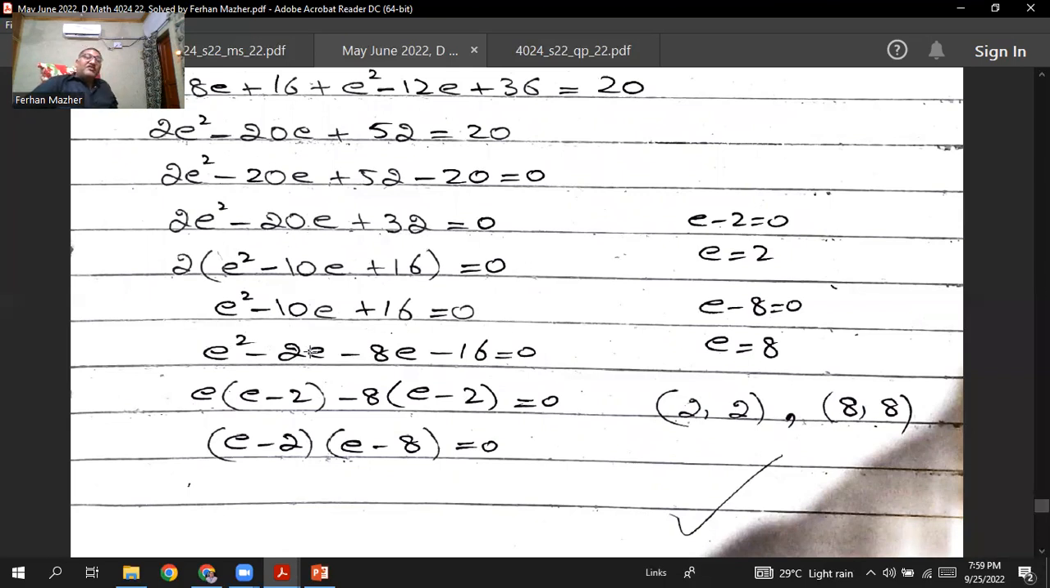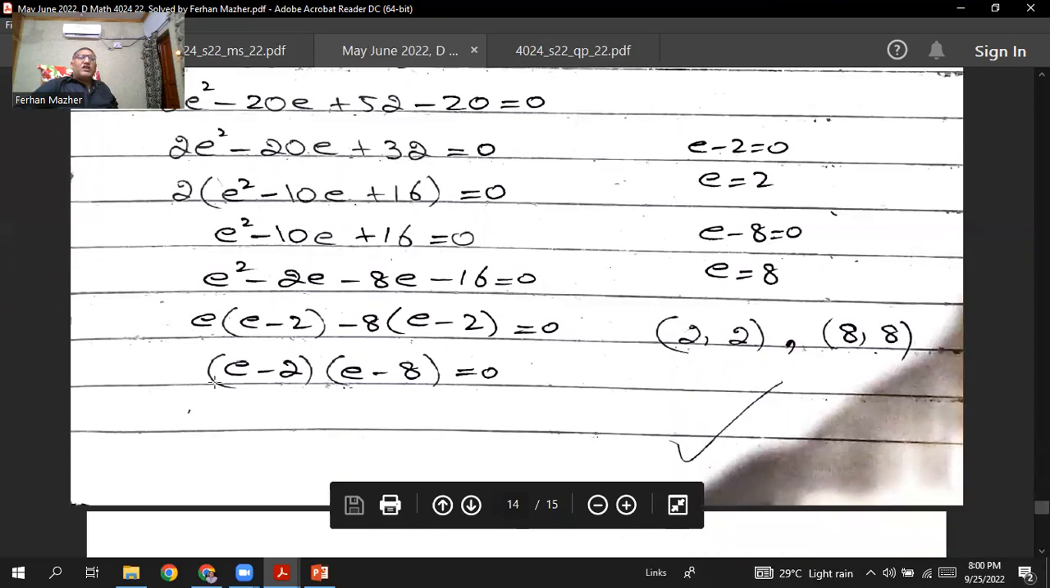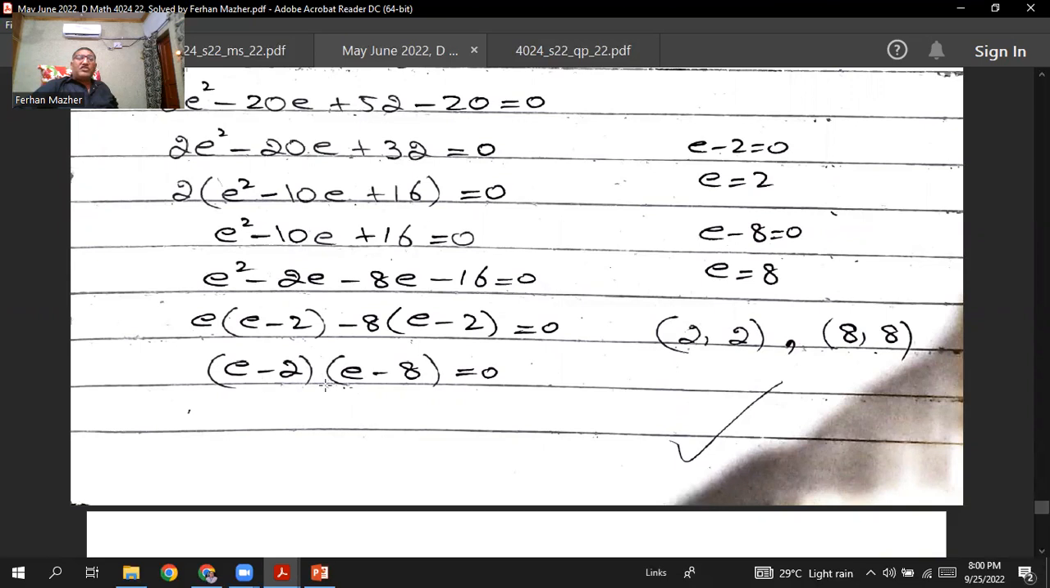So e squared minus 2e minus 8e plus 16 equals 0. From the first two terms, I can take e common, so bracket e minus 2. From the last two terms, I can take minus 8 common, so bracket e minus 2. Now the bracket e minus 2 is common, times bracket e minus 8 equals 0. So here two brackets are multiplying, so either the first bracket is 0 or the second bracket is 0. So e minus 2 is 0, e equals 2, or e minus 8 equals 0.